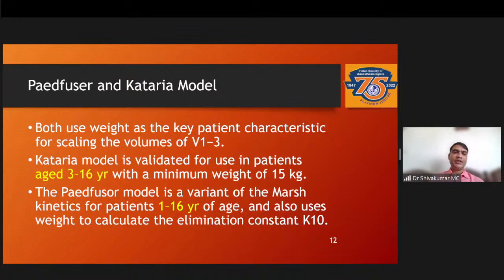So nowadays, the Eleveld model has come up. It can be used from 27 weeks post-gestational age to any age, maybe 88 years of age. It can be used at as low as 1 kg. But the Paedfusor and Kataria models are not suitable for such a low weight. The minimum weight required is 15 kg in the case of Kataria.